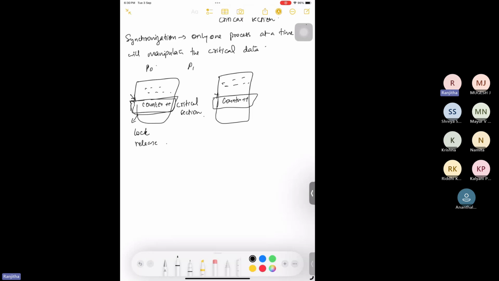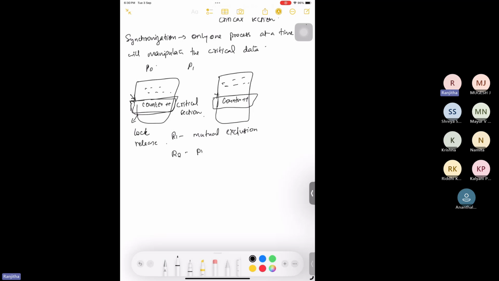Its value will not change as and when the order of execution is changing. So to ensure that, we have certain requirements for critical sections. The first requirement is mutual exclusion, which ensures that no more than one process is in the critical section at any point of time.